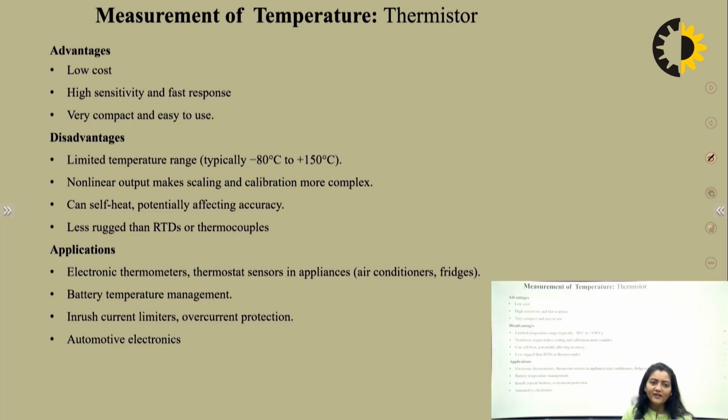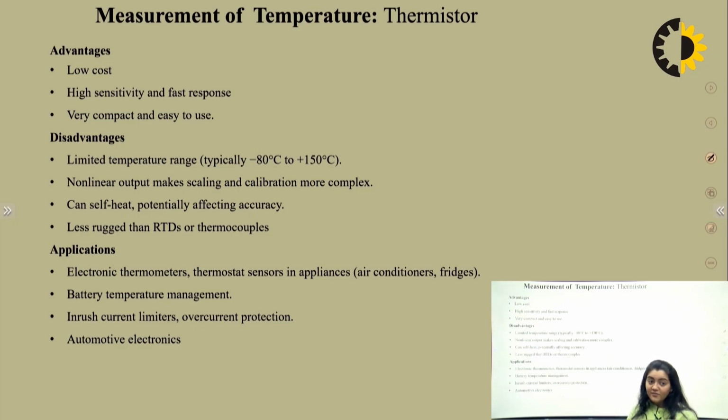It has a very high sensitivity. So whenever you are constantly monitoring the environmental temperature, you can use the thermistor. Applications are electronic thermometers, thermostat sensors, appliances like air conditioners and fridges, because the sensitivity should be very high; a very slight change in temperature should be detected in thermometers and in refrigerators. So we use the thermistor there.